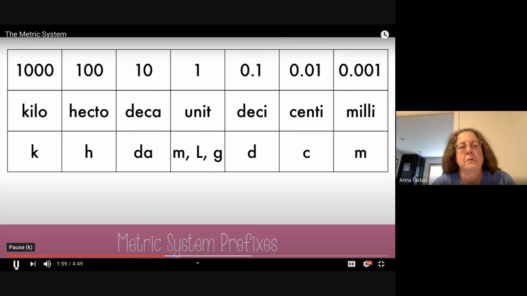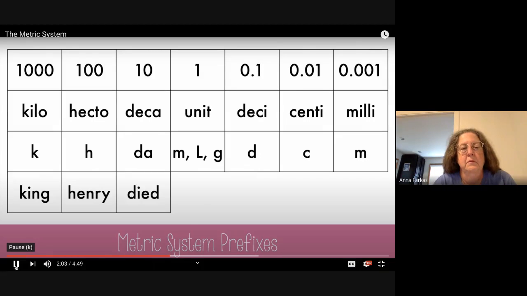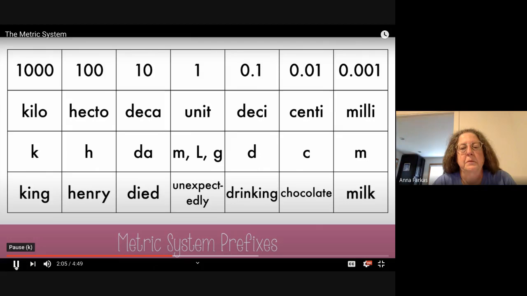I use a mnemonic to remember the order from kilo to milli, and it's King Henry died unexpectedly drinking chocolate milk. But you can make up your own to help you remember their order.